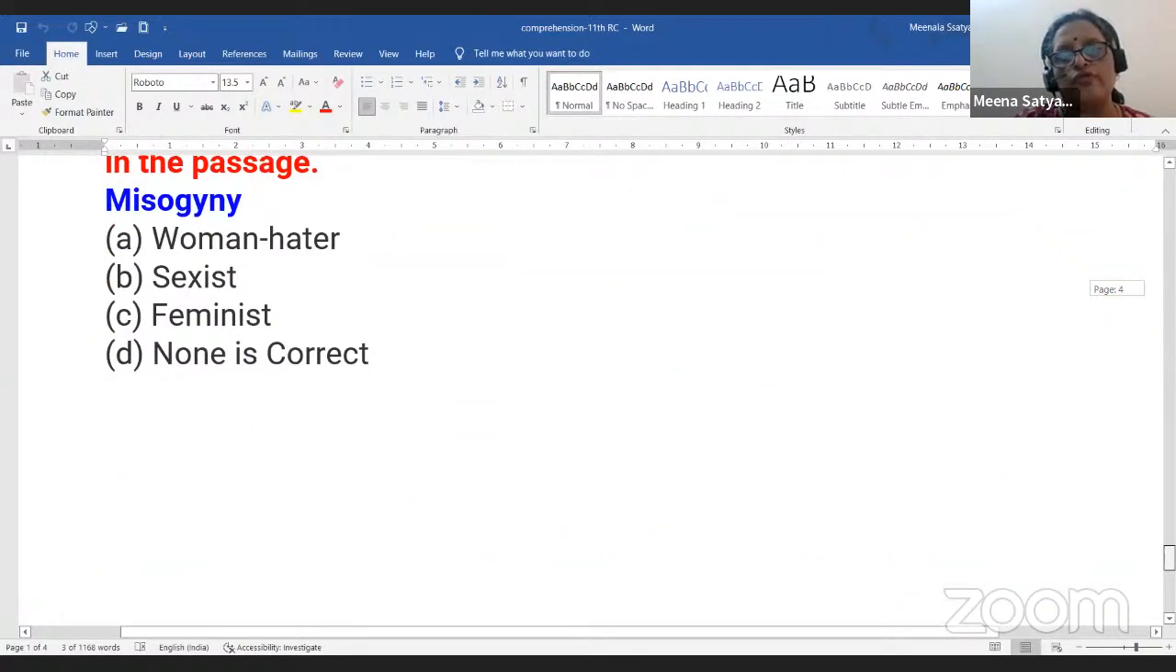The opposite of it is feminist. It's not women hater. It's not sexist. It's not none is correct. It's feminist.